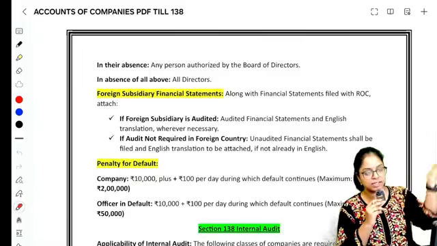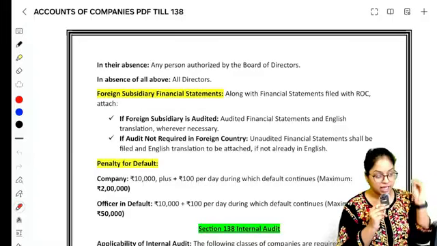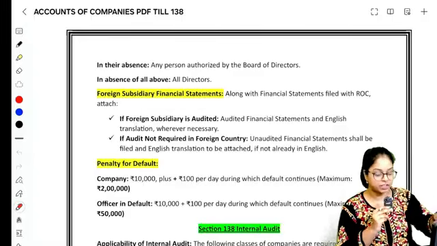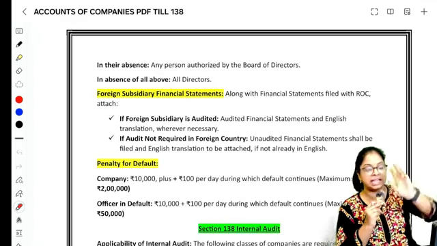Ma'am, what if I have a foreign subsidiary? Foreign subsidiary's financials should also be submitted to the ROC. If it is audited, then that audited financial statement, which is in English. If it is in some other language, you have to translate it to English and then submit it.